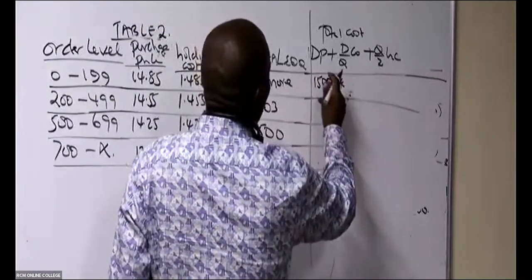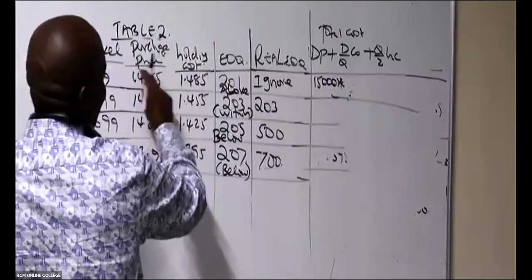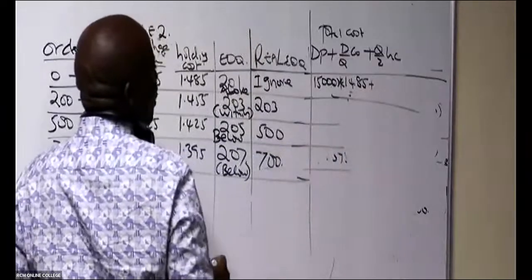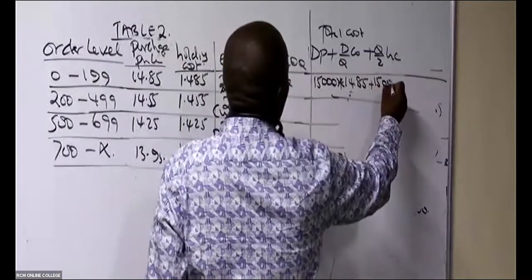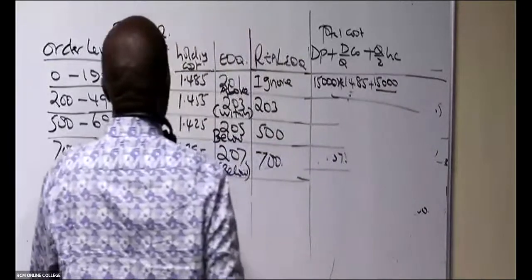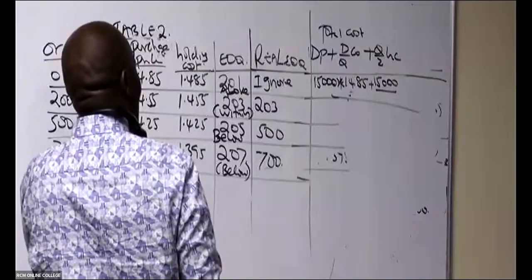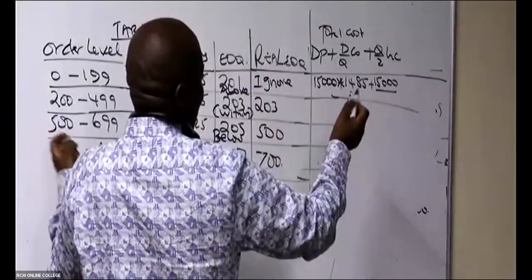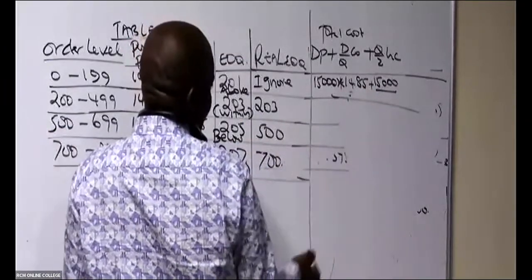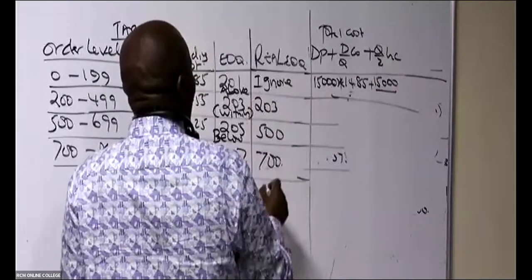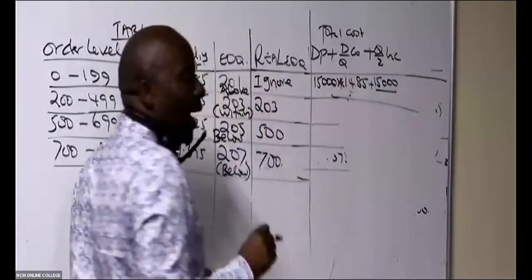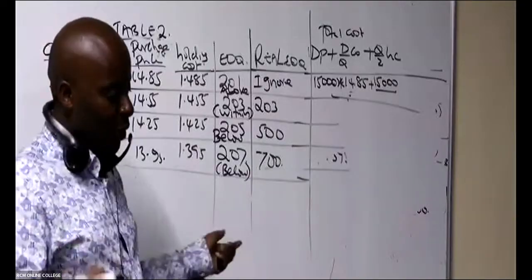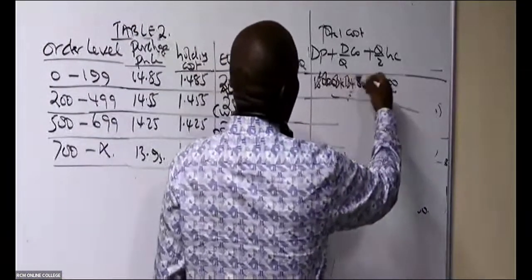What is the price for the first range? The purchase price for the first range is 14.85. Plus annual demand again, 15,000, all over Q. Q is EOQ. Then we realize that our EOQ is infinity. Our EOQ is very, very big. So it means that this class that we said, we cannot ascertain its total cost. Impossible. Not possible.